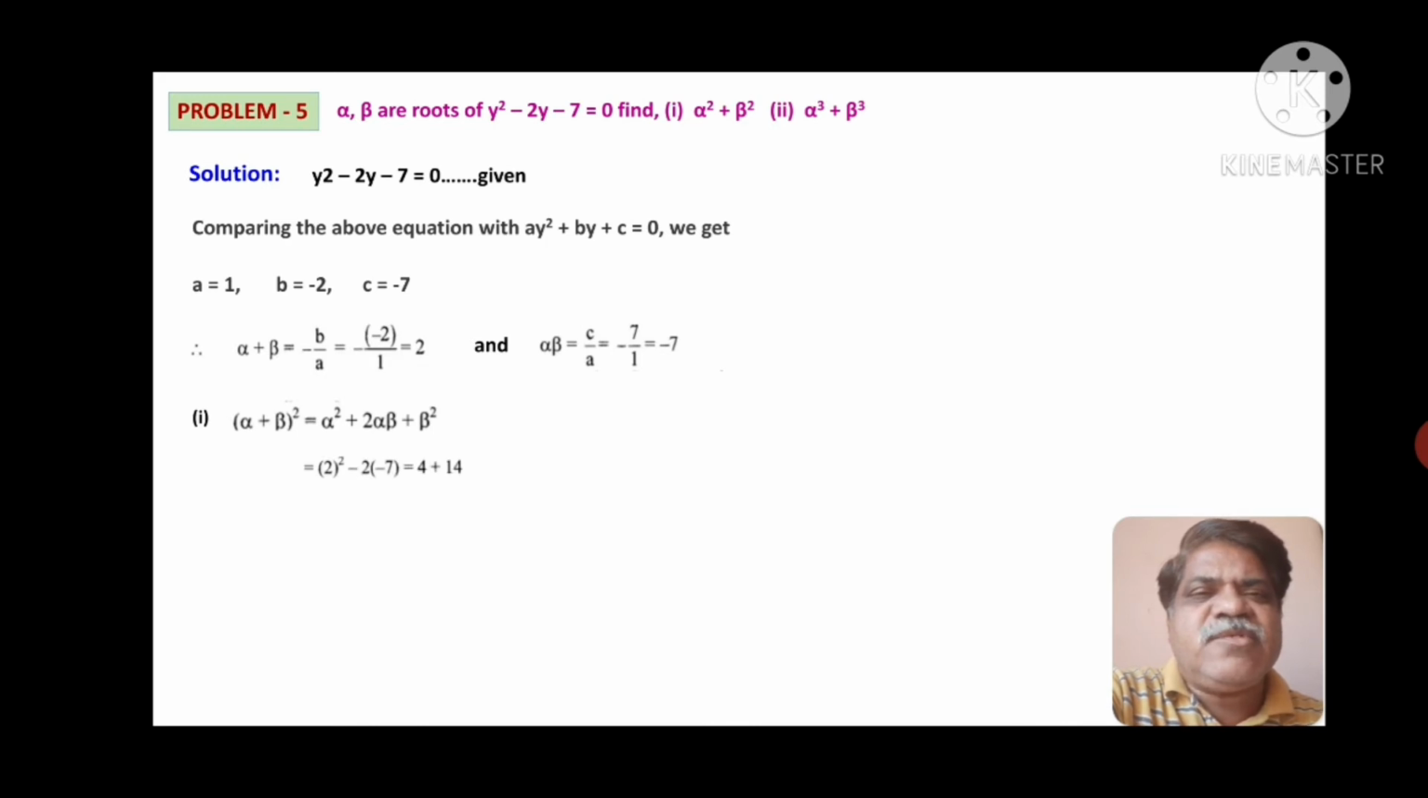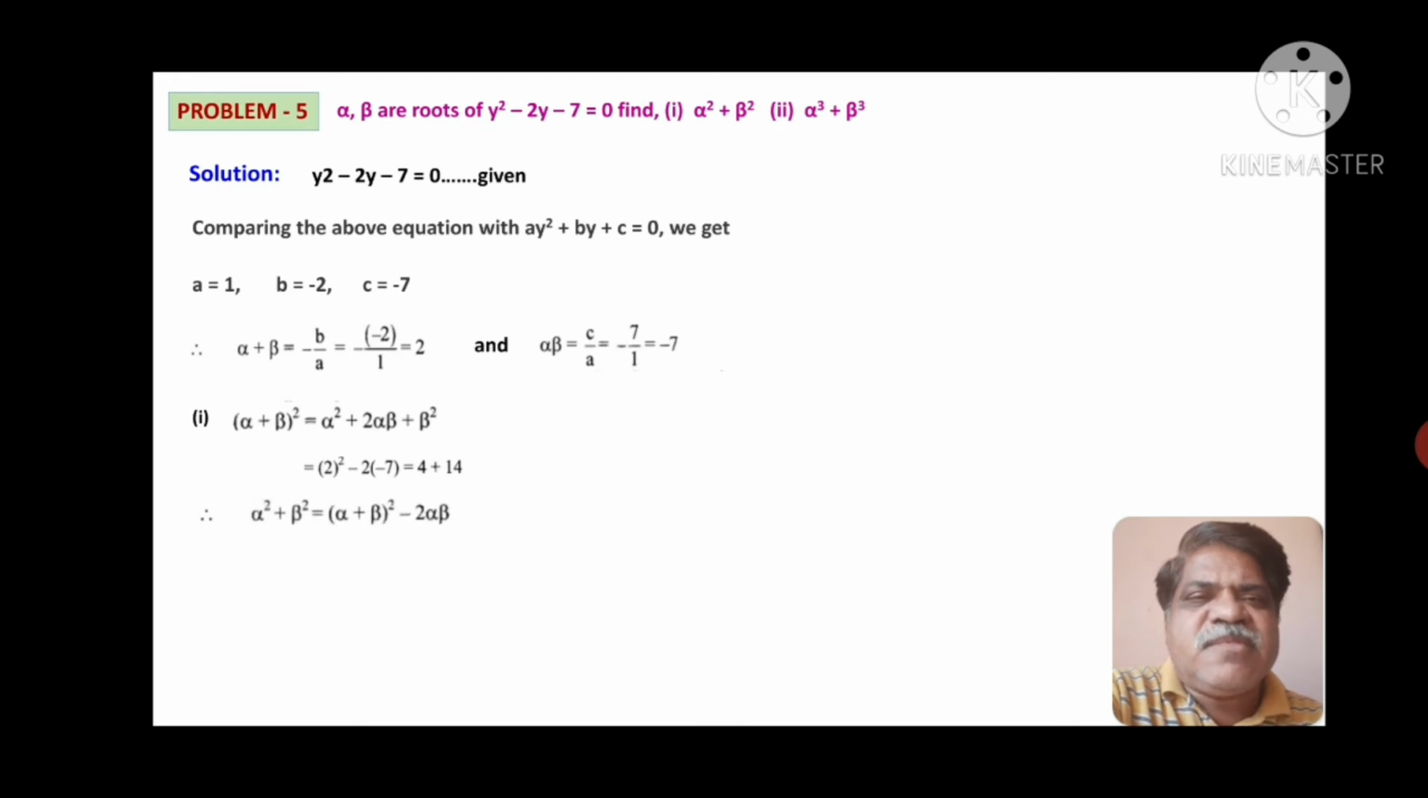We will substitute the values, that is 2 square minus 2 alpha into beta, which is minus 7, is equal to 4 plus 14, which is given as 18. Alpha plus beta bracket square will be alpha square plus 2 alpha beta plus beta square. Therefore, you will get alpha square plus beta square is equal to (alpha plus beta) bracket square minus 2 alpha beta. The values have been substituted. So, (alpha plus beta) square is nothing but 2 square, minus 2 into alpha beta, which is minus 7. So, 2 square is 4, 7 2s are 14, 4 plus 14, that will be 18.